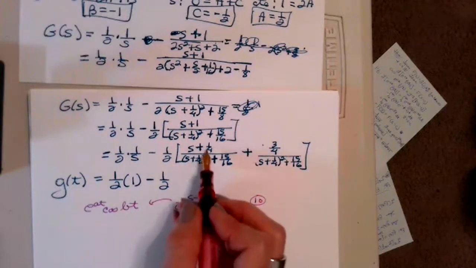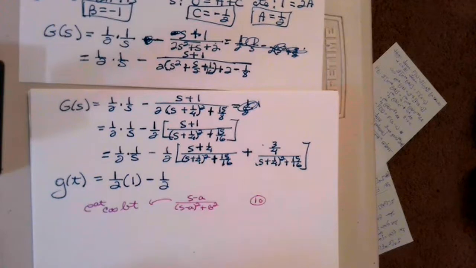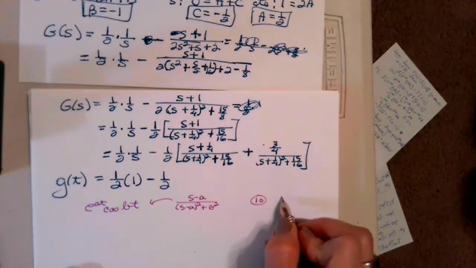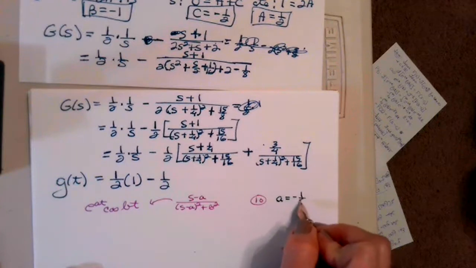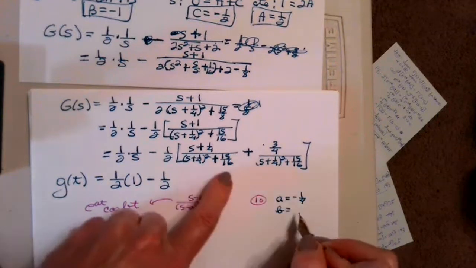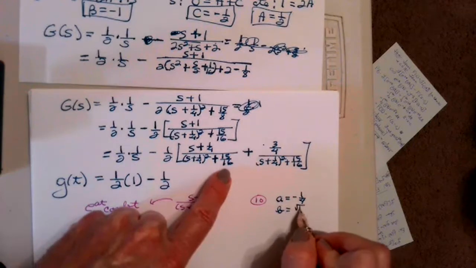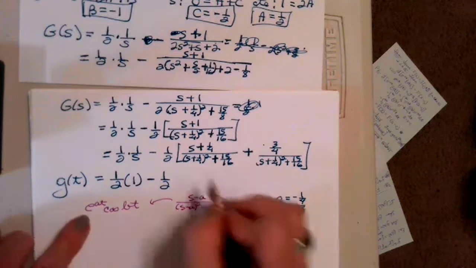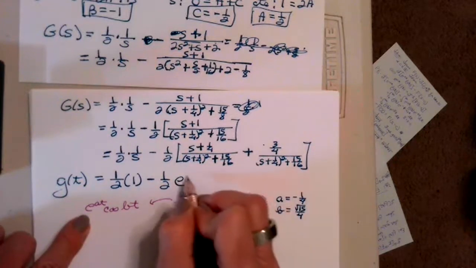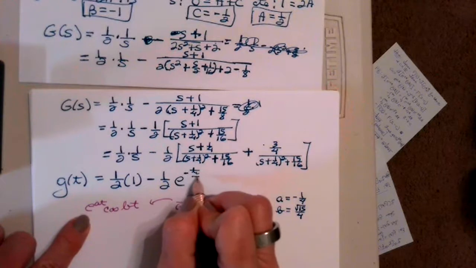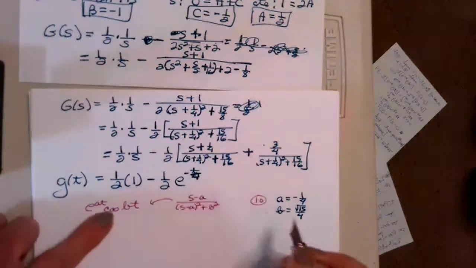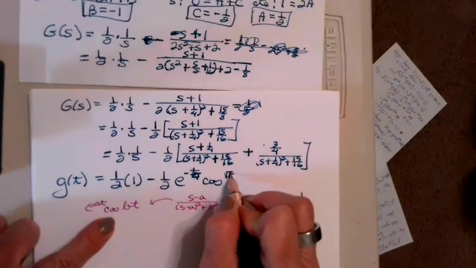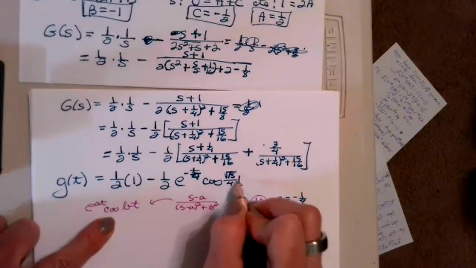So now when I look at this one, that's exactly of that form with a equal to minus 1/4 and b equal to what? Well, this has to be b squared. So that's the square root of 15 over 4. Okay. So this becomes e to the minus t over 4 times the cosine of the square root of 15 over 4 t.